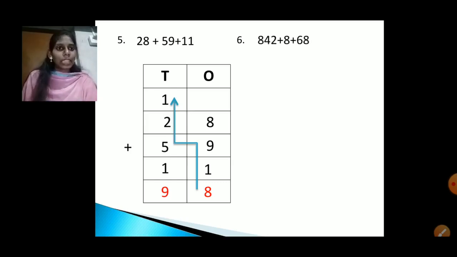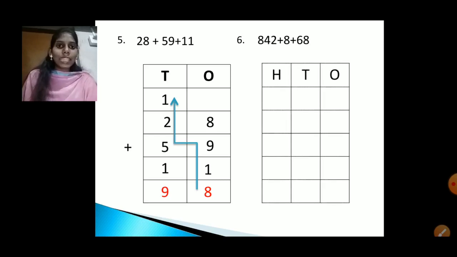842 plus 8 plus 68. First we will arrange these numbers and then we will solve. Okay. Now 842. So 2 we will write under the ones place, 4 under the tens place and 8 under the hundreds place. Then we will write the addition sign, that is plus. Okay. Then we will write 8. So where will we write 8? Under the hundreds place, under the tens place or under the ones place? Yes, under the ones place.